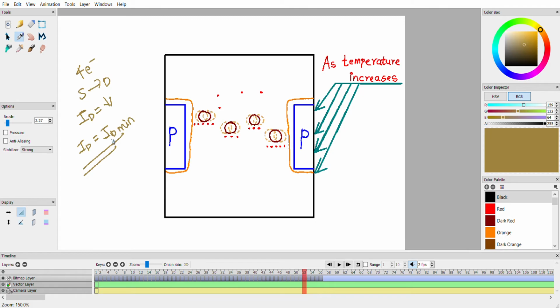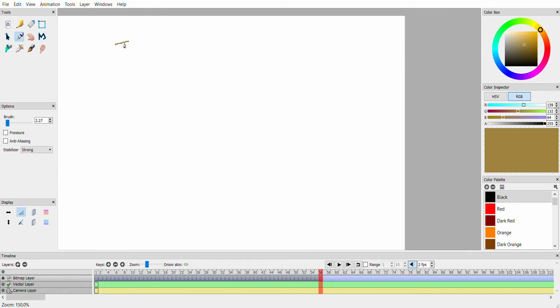So what we learn from this concept is that as the temperature increases, ID, that is the output current or drain current, decreases. And the vice versa case happens. That means as temperature decreases, ID increases. So what does that mean?